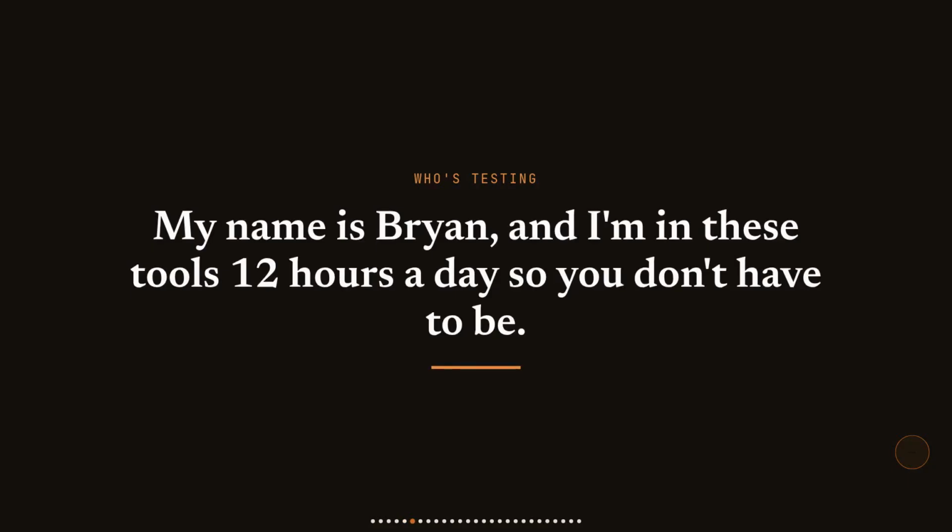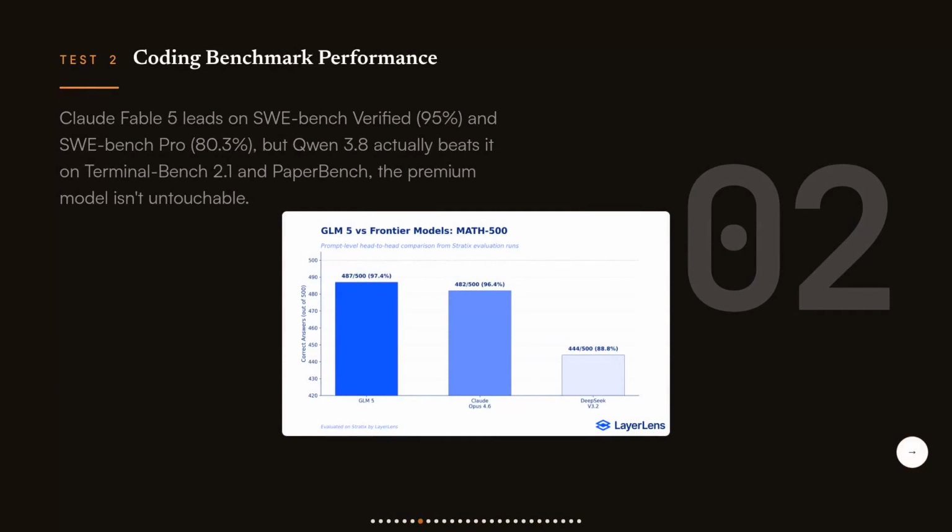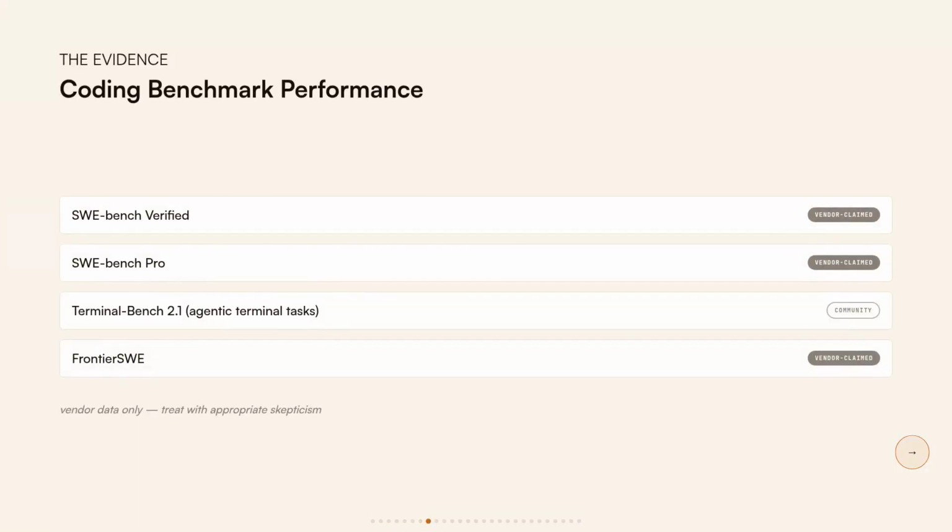My name is Brian and I review AI software, so you don't have to. Price doesn't matter if the cheap model can't do the work, so here's where Fable 5 is supposed to justify itself. On SWE Bench Verified, Fable 5 scores 95%, the highest publicly available score at launch. GLM 5.2 scores 77.8%, the top mark among open-weight models. Qwen 3.8, I couldn't find a published figure for this one.